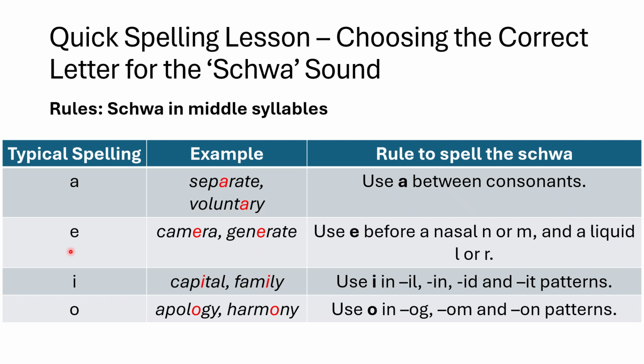Typical spelling for the letter E. Use E before a nasal N or M and a liquid L or R. For example, camera, generate. Typical spelling for the letter I. Use I in IL, IN, ID and IT patterns. For example, capital, family. Typical spelling for the letter O.